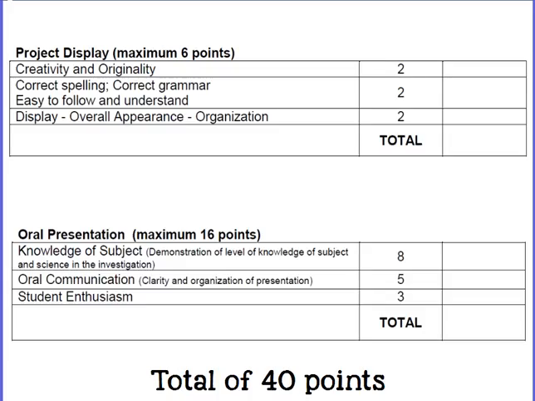The last or third part of the 5th grade rubric is called the oral presentation part. The oral presentations will begin on the due date of the projects, which would be March the 7th, 2016. Students have a maximum of 16 points that can be earned in the oral presentation part. The first and majority of the points are located under the knowledge of subject.